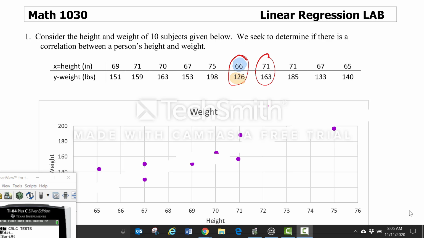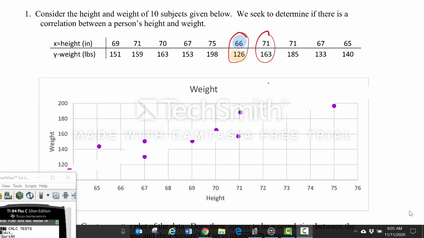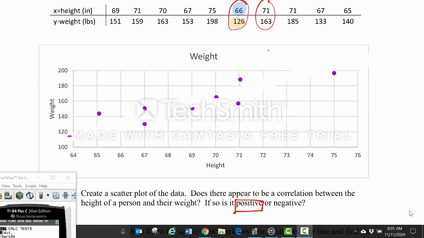Consider the height and weight of 10 subjects given below. We seek to determine if there is a correlation between a person's height and weight. If, as you change height, their weight changes in a specific way. And so you have plotted this data. It looks something like this, yes?